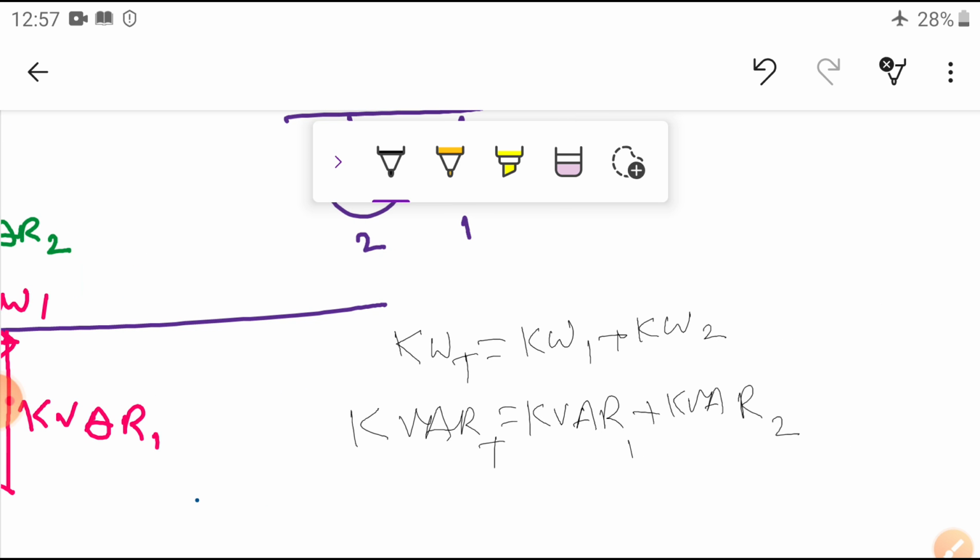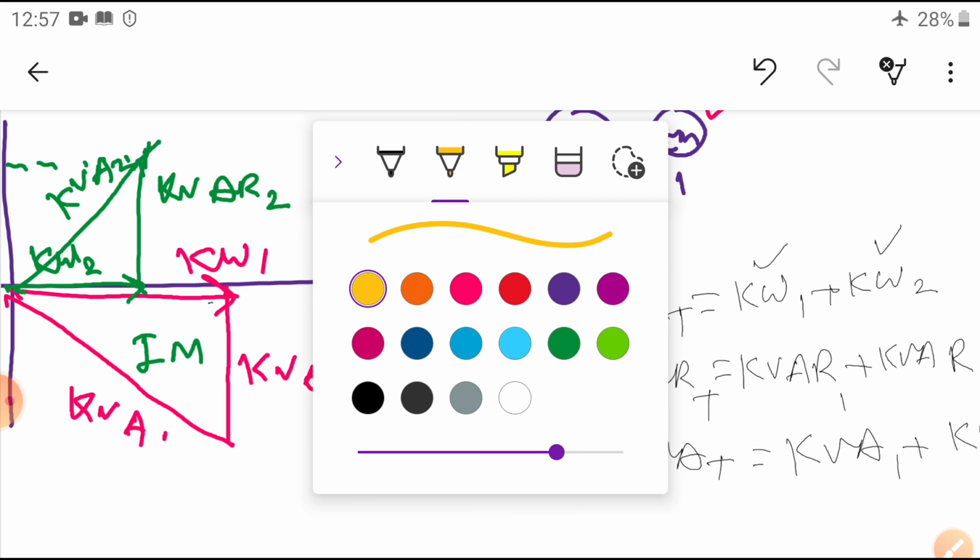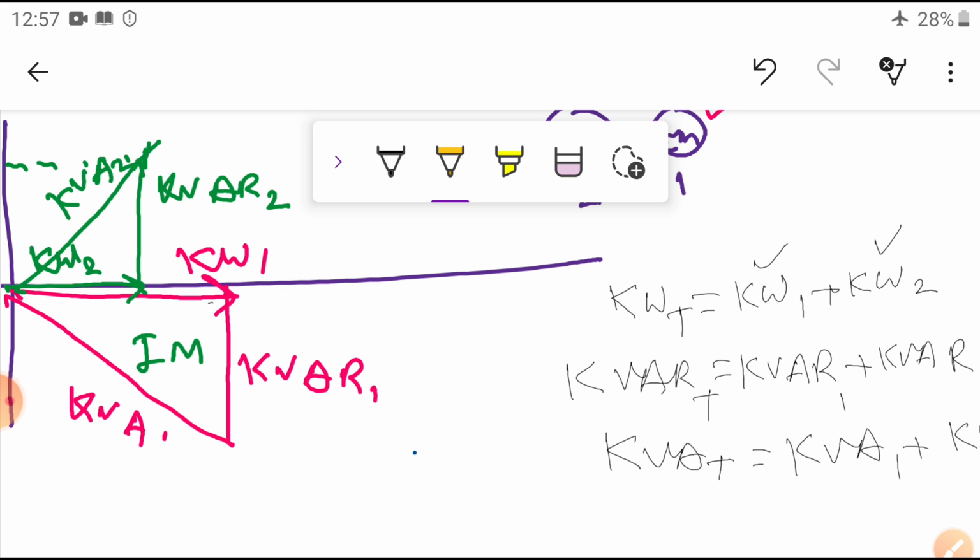So this is the reactive power. Now what is the kVA? kVA total apparent power is equal to the kVA of the induction motor plus the kVA of the synchronous motor. These are the equations we know. Similarly, you can see kilowatt 1 plus kilowatt 2. Then what is the resultant value we are going to get? We can draw the graph based on the kilowatt.